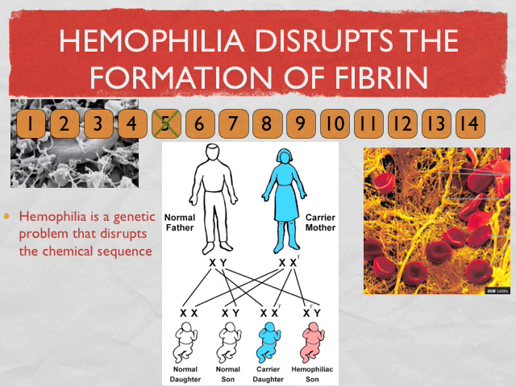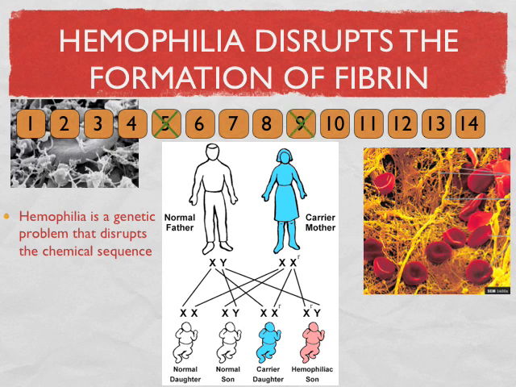out or causes a malformation in one of these chemicals. Like here, I've just knocked out number 5. So in a person that is starting to bleed, the platelets break open, the chemical sequence starts, it gets to number 4, but because the number 5 is malformed, it never triggers number 6, and so we never get to the place where fibrinogen is changed into fibrin.